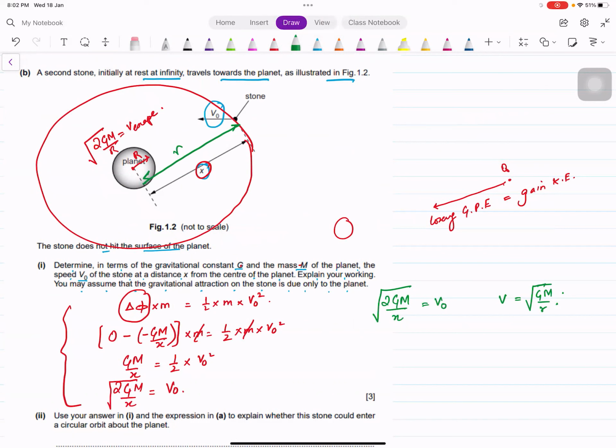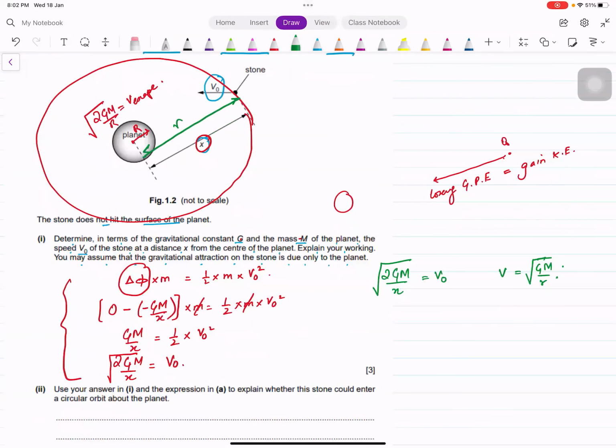Sir, how would v naught be greater than v for the orbit, right? That's the question. That's the question you're answering already. Go on, go answer this.